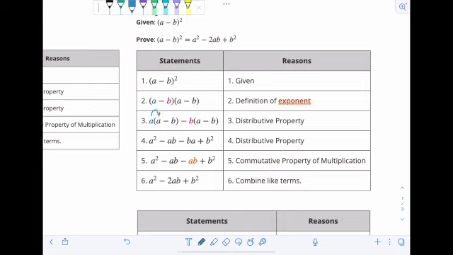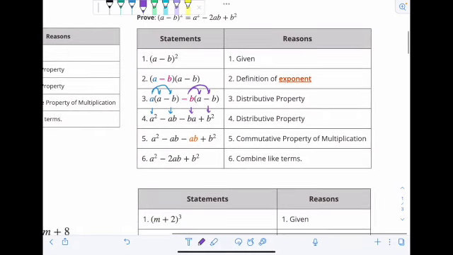We do a times a to get a squared, a times negative b to get negative ab, and then distribute the negative b. Negative b times a is negative ba, and negative b times negative b, a negative times a negative, turns into a positive b squared. Then we want to simplify. We look at these two terms and notice that, like in example 1, they look really similar, but one is backwards. So we can use the commutative property to turn this minus BA into a minus AB. We just switch the order of the factors.